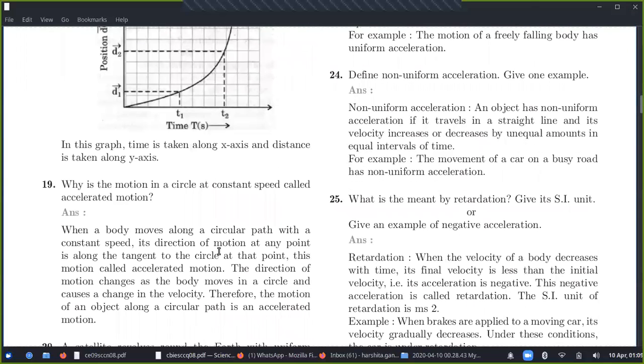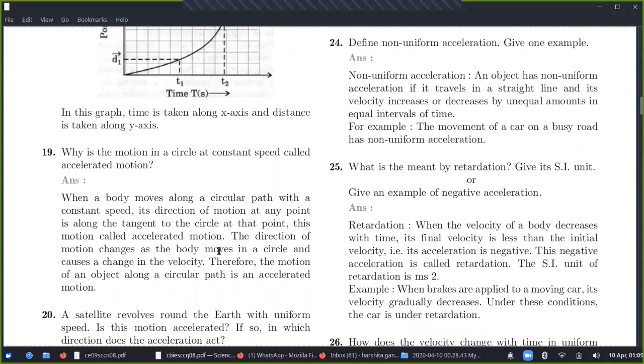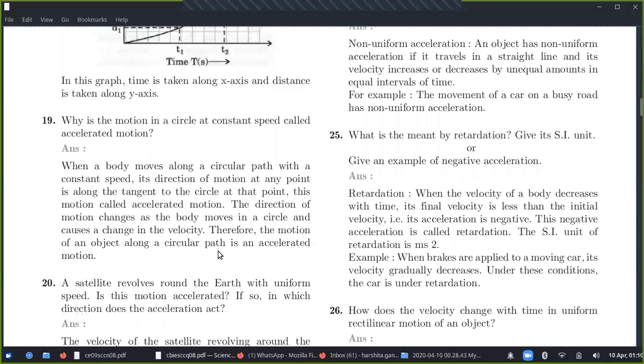Moving to question number 19, why is the motion in a circle at a constant speed called accelerated motion? So we have done this in the previous video, that a uniform circular motion is an accelerated motion even though the speed is constant. So when a body moves along a circular path with a constant speed, its direction of motion at any point is along the tangent to the circle.